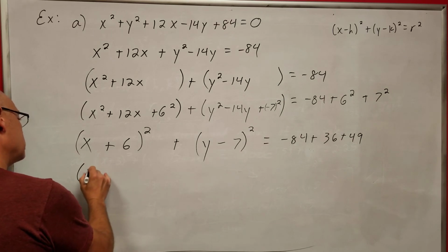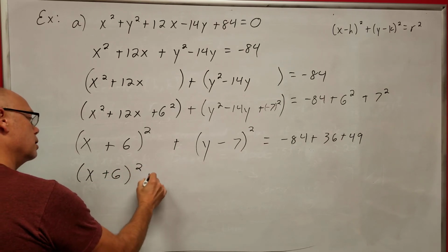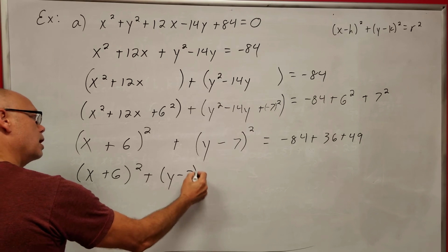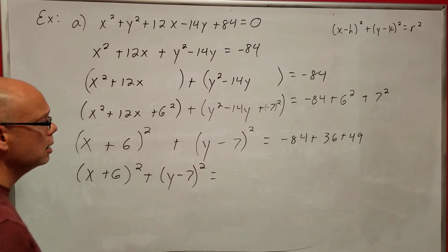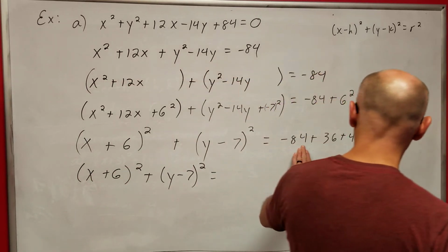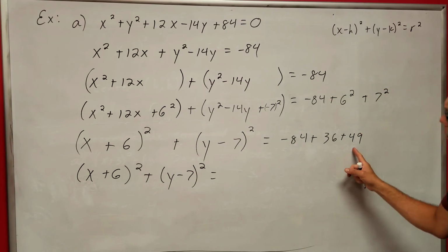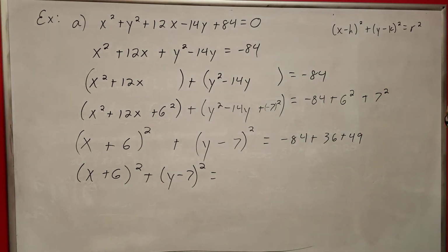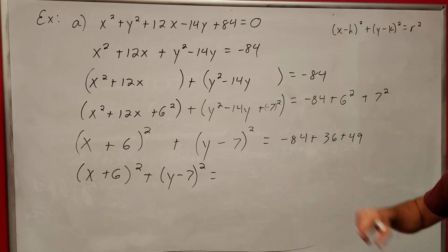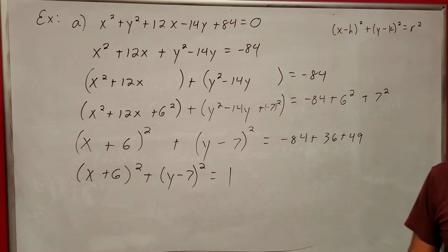All right, let's see. We have x plus 6 squared plus y minus 7 squared is equal to, now what do I get here, okay? So if I add these up, I get what? What number do I get? That's 50. We could basically say 50 plus negative 84. So that gives me what? Negative 35. Negative 35 plus 36 is what? 1.